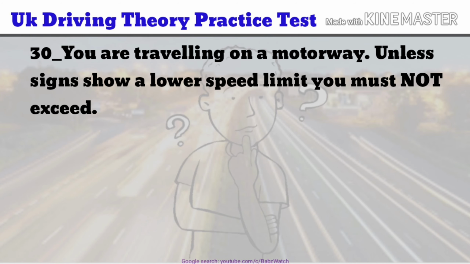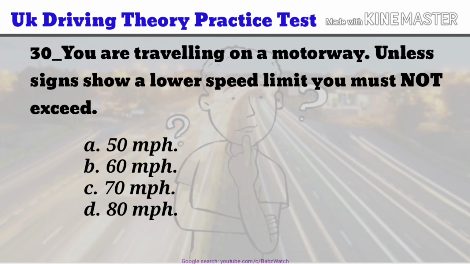UK driving theory practice test question 30 of 50. You are traveling on a motorway. Unless signs show a lower speed limit, you must not exceed A. 50 miles per hour, B. 60 miles per hour, C. 70 miles per hour, D. 80 miles per hour. The correct answer is C.